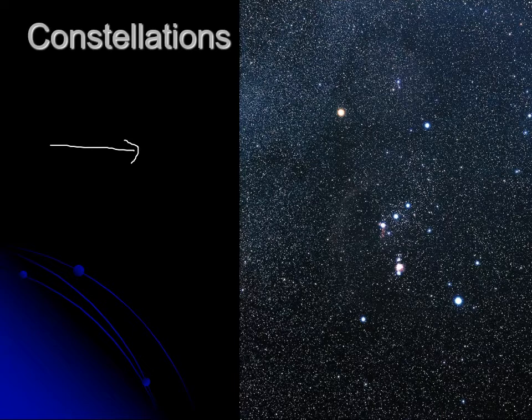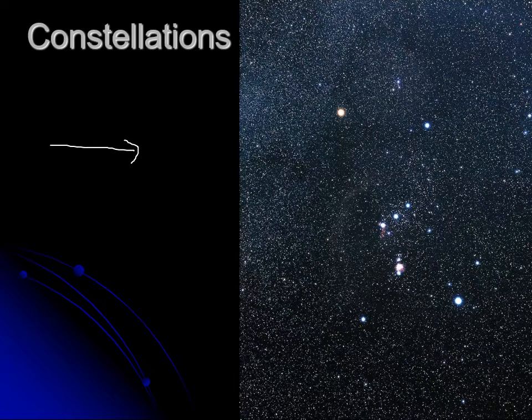So things that were overhead at 10 o'clock tonight might be kind of lower in the western sky in a month. Stuff that was kind of off in the eastern sky might be overhead at 10 o'clock in a month. So the sky shifts a little bit, and by the time 12 months have gone by, you see the sky the same way it was before, the same stars and the same patterns.